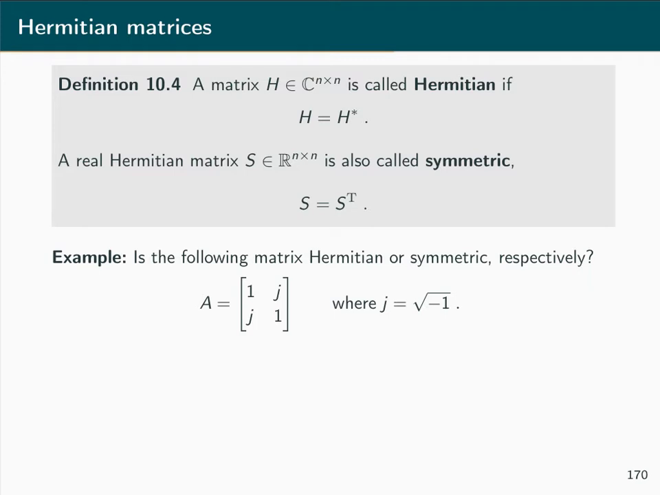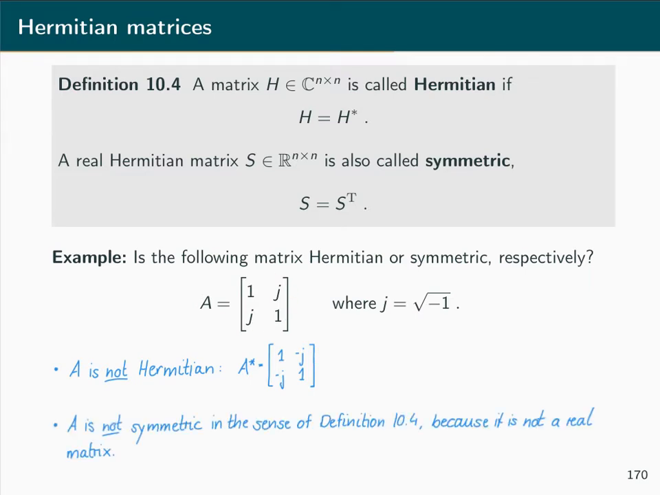To illustrate this definition, let's look at a little example of this 2x2 matrix A, and we ask whether this matrix is Hermitian or symmetric respectively. First, note that A is not Hermitian because A star is equal to the complex conjugate transpose, which is equal to this matrix, and this matrix is obviously not equal to A. Second, note that A is also not symmetric in the sense of definition 10.4 because it is not a real matrix.